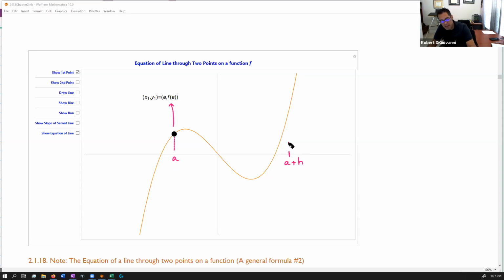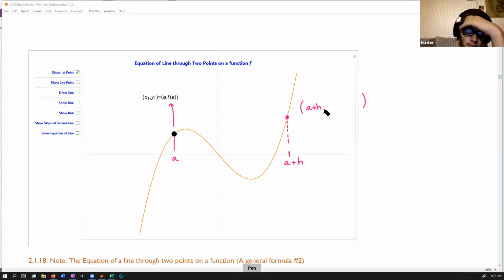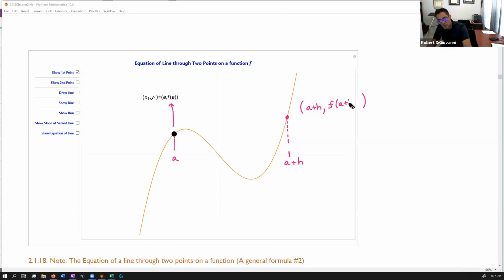And that'll give me a second point over here. Now, what are the coordinates of that point? What's the X coordinate? A plus H, right? That's what's being plugged in. The Y coordinate would be F evaluated at that point, F of A plus H.